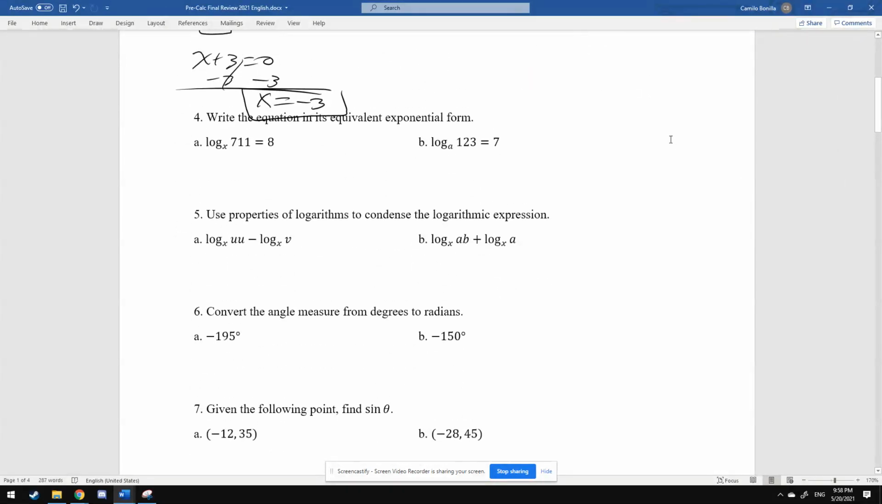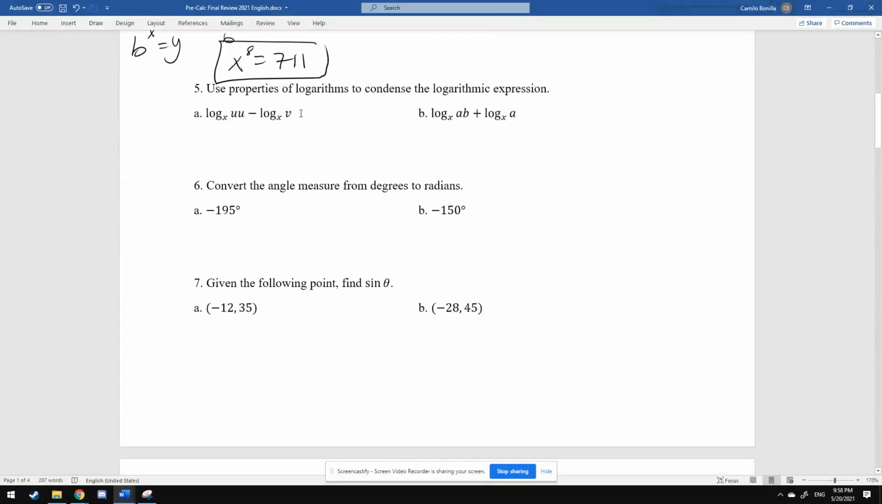All right, number 4, again, I'll do one, you do the other. So this is my base, this is my exponent, we'll label it X, and this is my answer, we'll label it Y. So we have to change it. B to the X is equal to Y. So this will be X to the power of 8 is equal to 711. And that's how you'll do your answer. Okay, you guys can work on B.